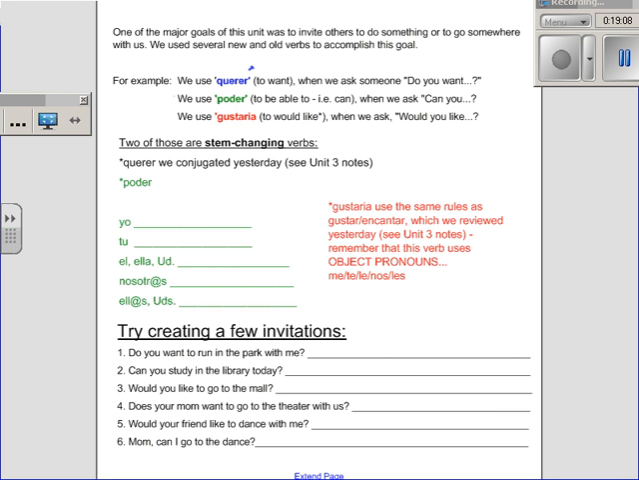We could also use the verb poder. This was a new one. To be able to, or can. Can you go to the store? Can you play soccer? Well, can you play soccer tomorrow?